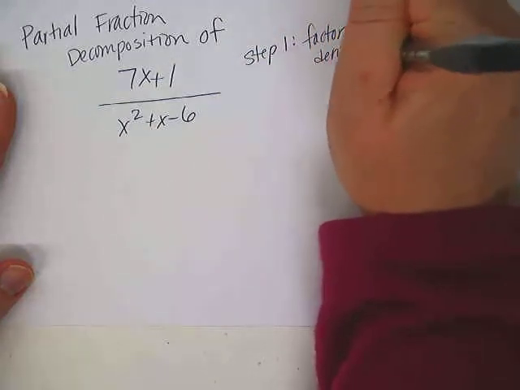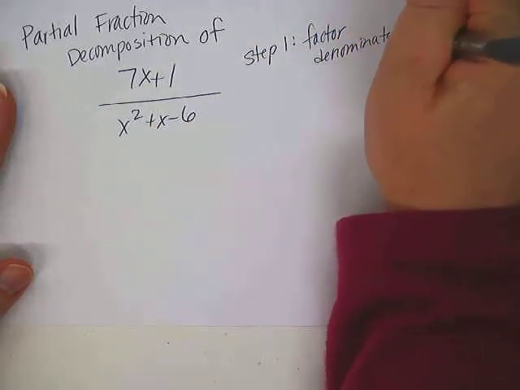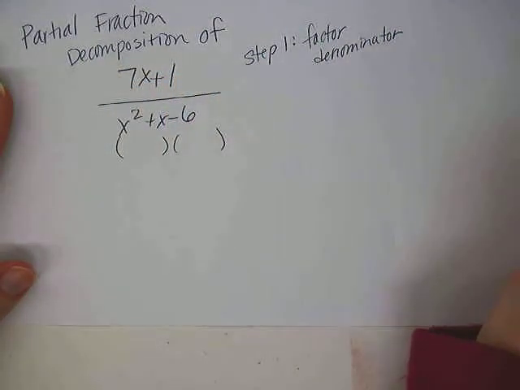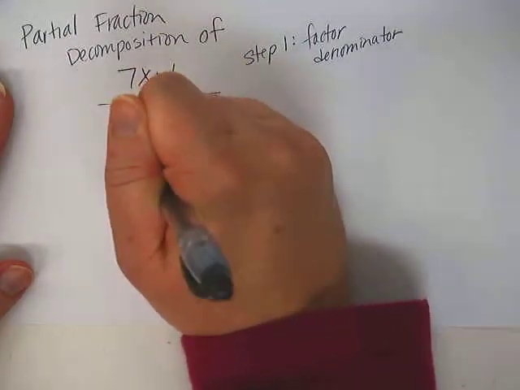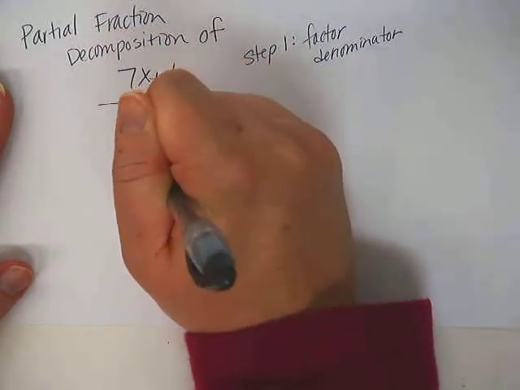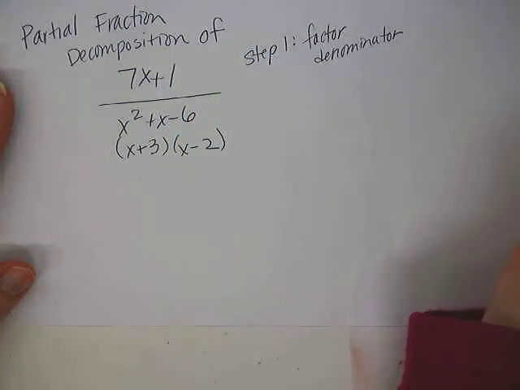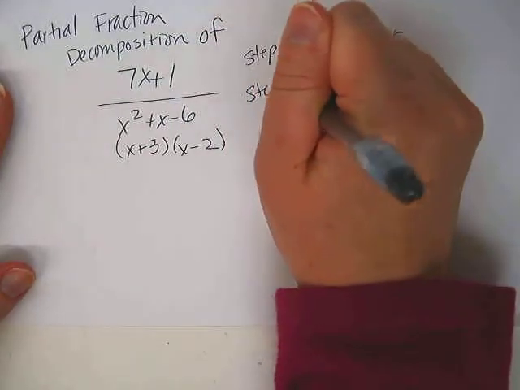factor the denominator. Okay, so what do we get? x plus 3, x minus 2? Right? Okay. Step 2.